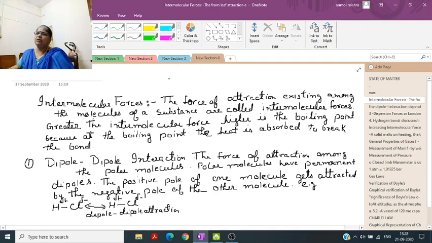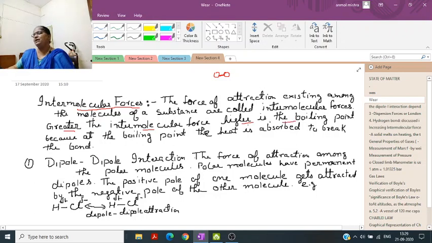Now, intermolecular forces, as the meaning of the word, it is the force of attraction between the molecules of any substance. Suppose this is the molecule and this is the second molecule, the force of attraction which binds the two molecules is called intermolecular force of attraction, and greater the intermolecular force of attraction, higher is the boiling point.